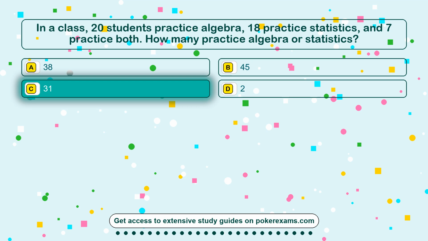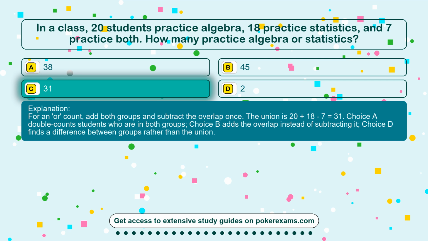The correct answer is option C, 31. For an or count, add both groups and subtract the overlap once. The union is 20 plus 18 minus 7 equals 31. Choice A double counts students who are in both groups. Choice B adds the overlap instead of subtracting it. Choice D finds a difference between groups rather than the union.